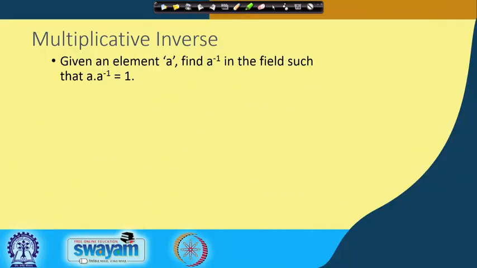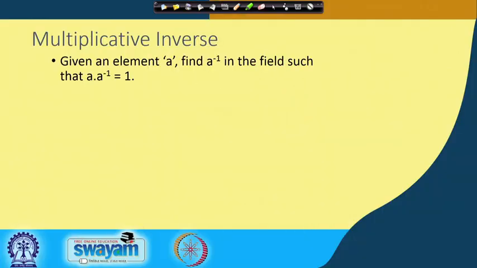To start with, how do we compute a multiplicative inverse, or what is the definition of a multiplicative inverse? Multiplicative inverse means that given an element A, we want to find its inverse, denoted as A inverse or A to the power of minus 1 in the field, such that if I multiply A with A inverse, I get the unity element in the field, or 1.